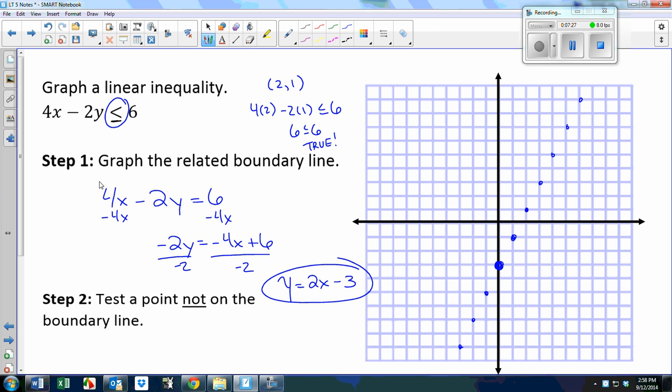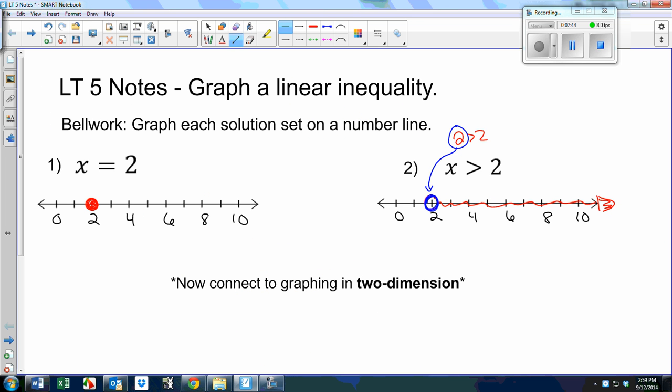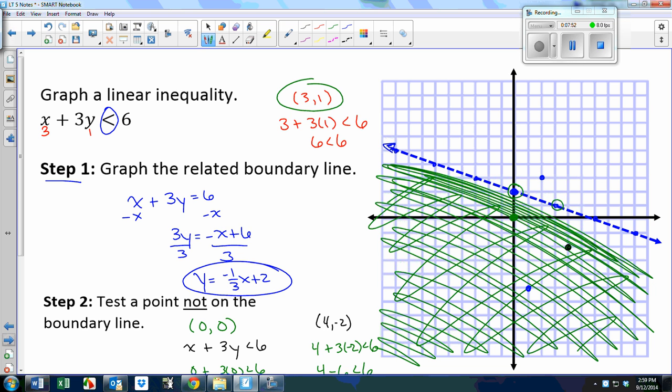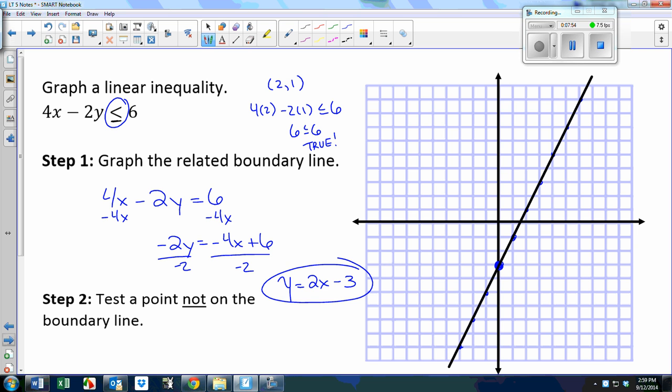Because it has the equal to in the original problem, now that I changed it, every point on that line will work, so we will connect it with a solid line. Just like if we were graphing in one dimension, back here, if this had been x is greater than or equal to 2, we would have used a solid circle. So solid circle, solid line. All right, now, that should have been a blue line, but we can deal with that.